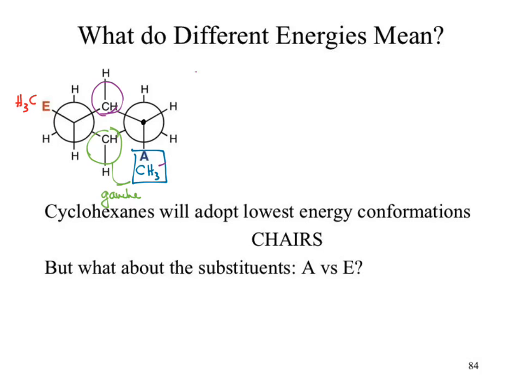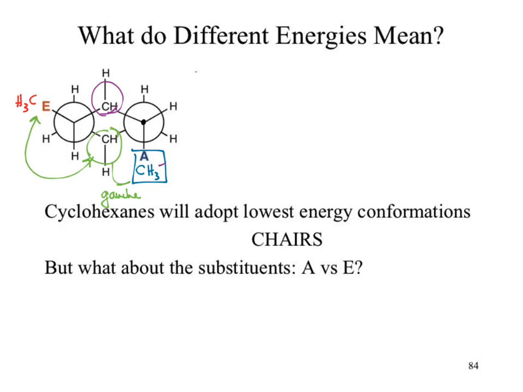Is it blue? No, those are not in the Newman projection. The blue is in the other projection from the red, so not relevant. So I'm looking at the green and the purple. I looked at the green on the last one, so I'm probably looking at the green this time. Is that always true? No, so be careful with that.